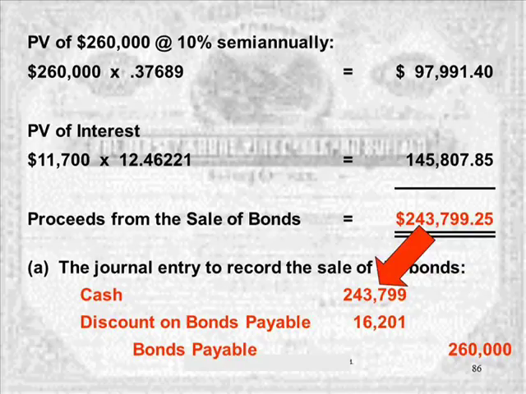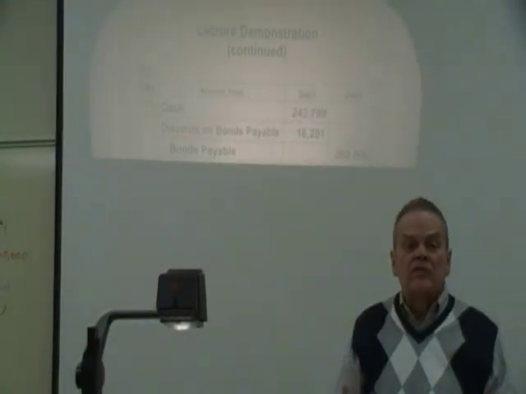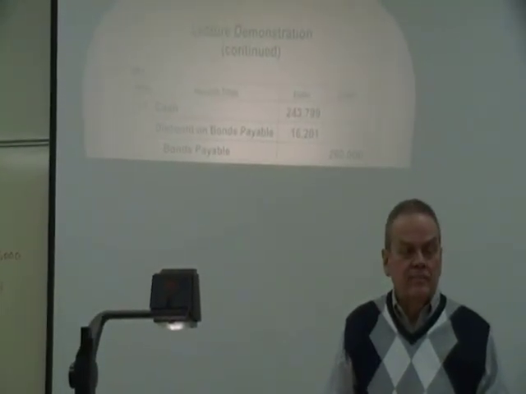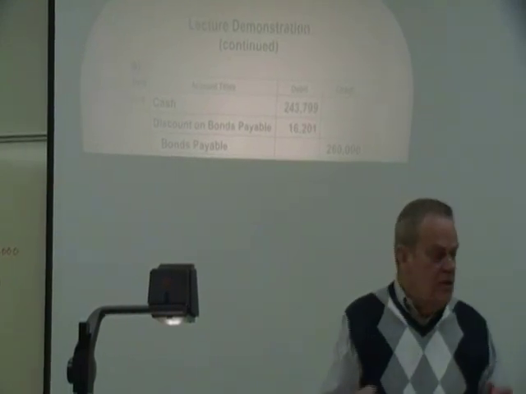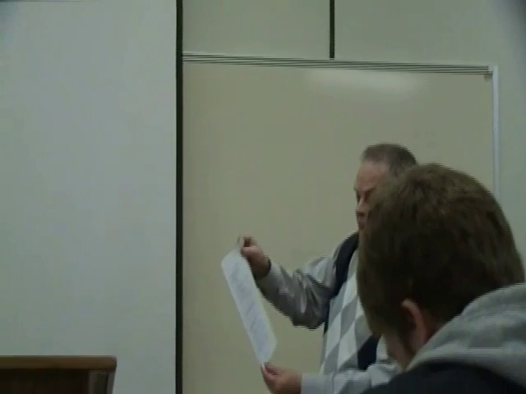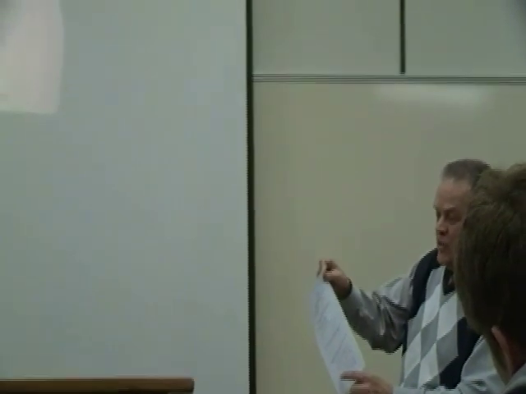$16,201 was what it took to make that entry balance. We've covered that already. I would like to amortize the discount. The next item on the list in your handout is on the very back page, I think.